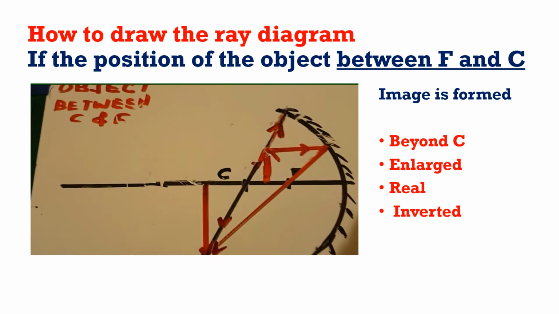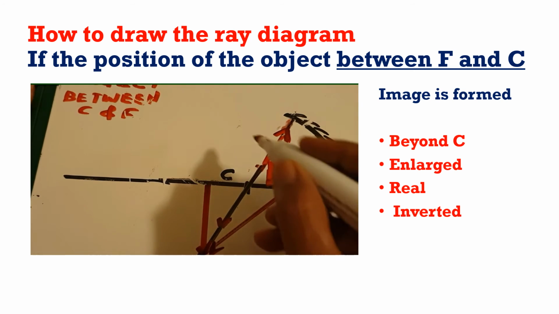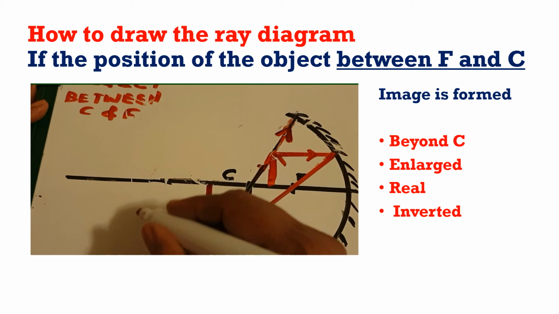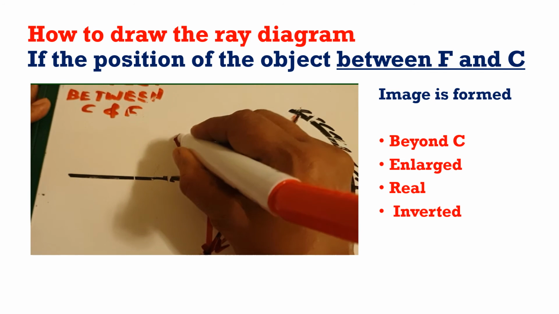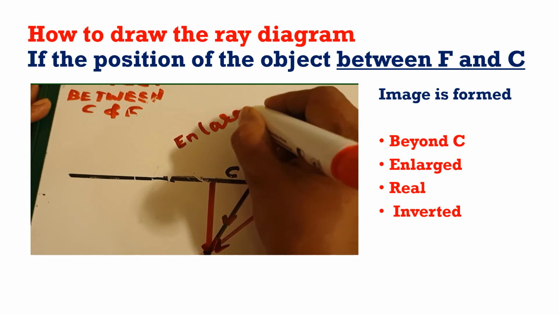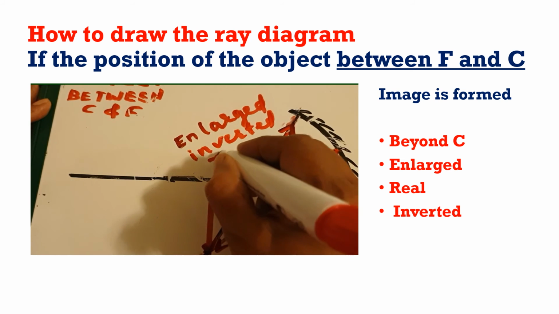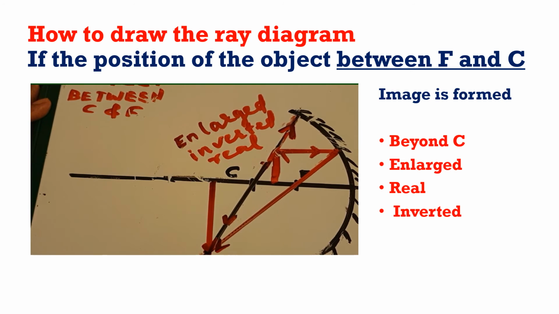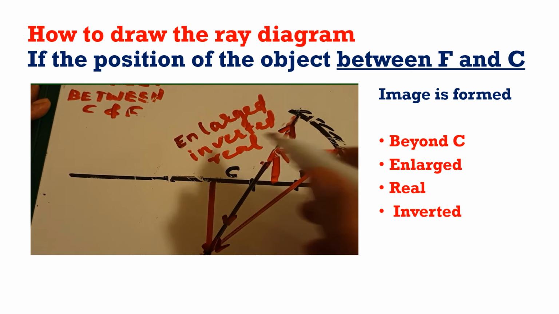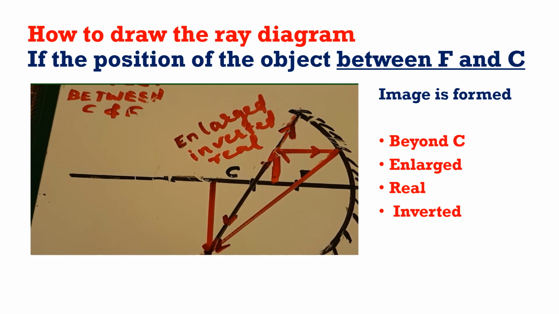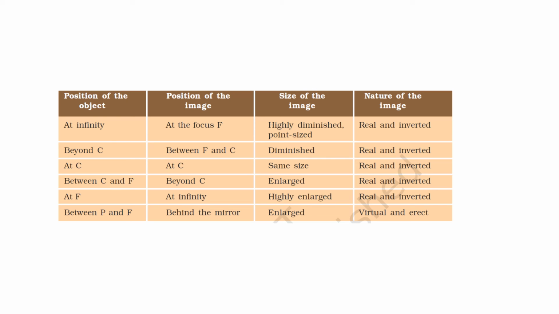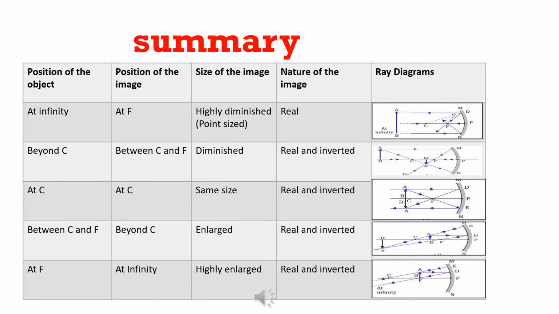So what are the characteristics of the image? Beyond C, enlarged, inverted, and real. Enlarged, inverted, and real image is formed beyond C. In short, we can say when the object is coming nearer to the mirror, the image will go away from the mirror. And when we study, we can study like this.